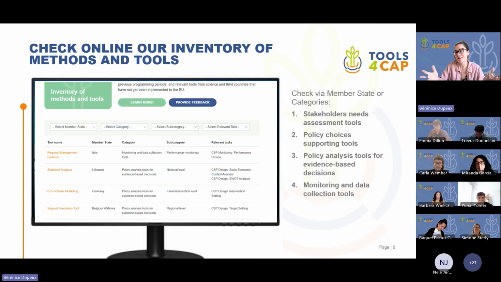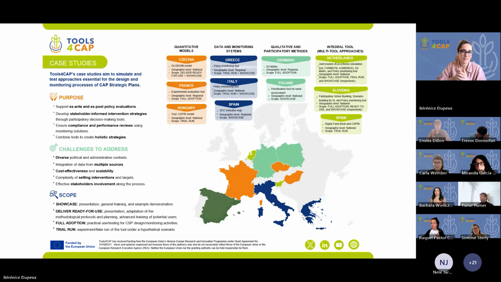Quickly, if you never interacted with Tools4CAP, maybe a good entry point is to check our inventory online, where we basically list the different tools that we have identified, and that can be used for different purposes and at different points in time during the design process of the CAP. And as mentioned by Raquel, we have conducted several case studies. You can see them on the map. And today you will look more specifically at participatory methods and policy choice supporting tools.